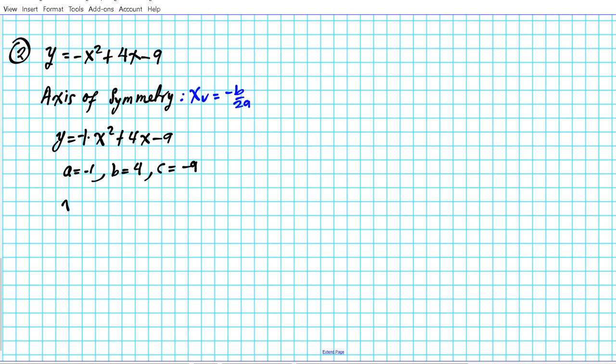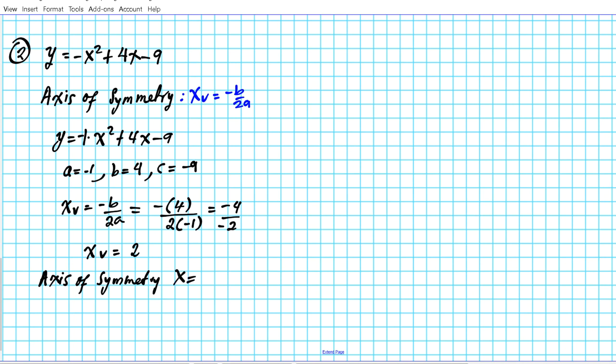So the axis of symmetry, which is the x-coordinate of the vertex, is negative b over 2a. So let's calculate that. It's going to be negative b, which is 4, divided by 2a, 2 times negative 1. If we apply the order of operations here, we'll have negative 4 over negative 2. And then you simplify that. Minus, minus, negative and negative, 4 over 2 is 2. Okay, so our axis of symmetry is x equals 2. Now let's find the vertex.